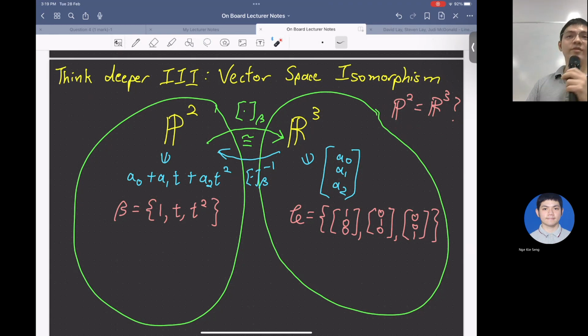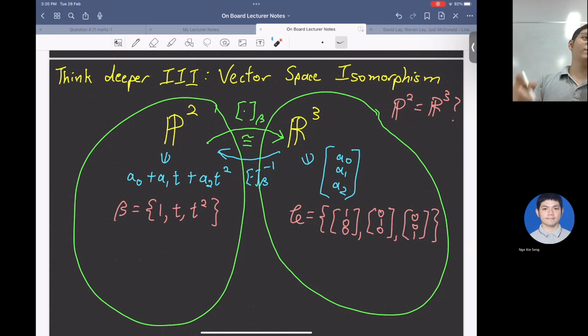So is P2 equal to R3? Why? But a set of polynomials is a vector space.